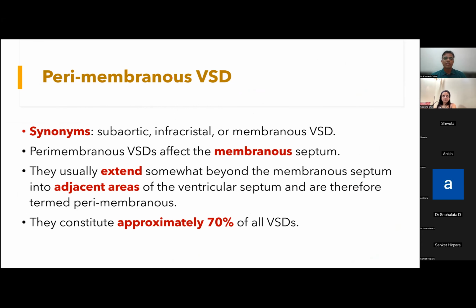Coming one by one, first perimembranous VSD. The synonyms of perimembranous VSD are subaortic, infracristal, or membranous VSD. The perimembranous VSD is a defect in the membranous septum. It usually extends somewhat beyond the membranous septum into the adjacent area, and that is why it is called perimembranous VSD, which I already mentioned. This is the most common of all kinds of VSD, comprising 70% of all VSDs.